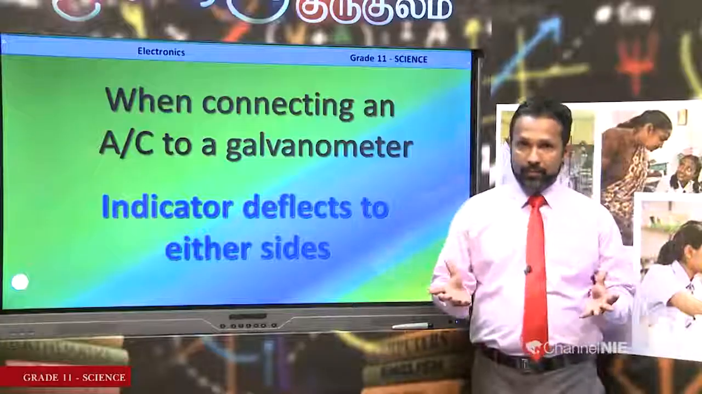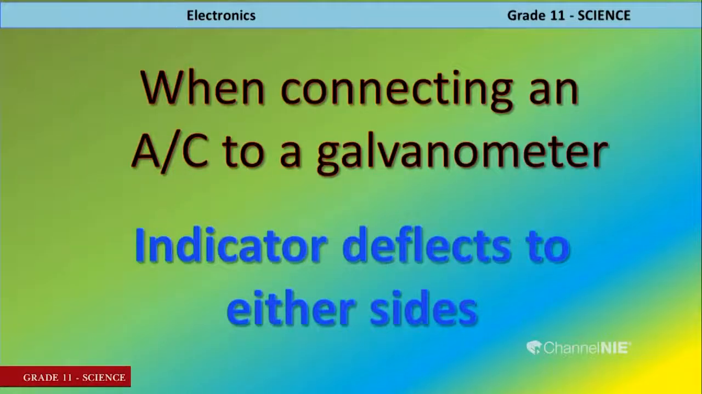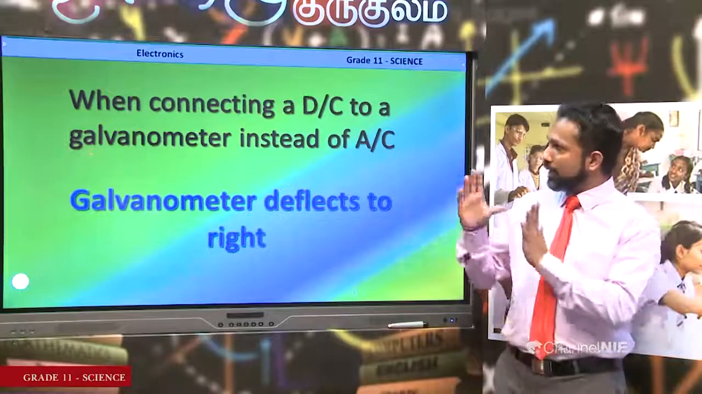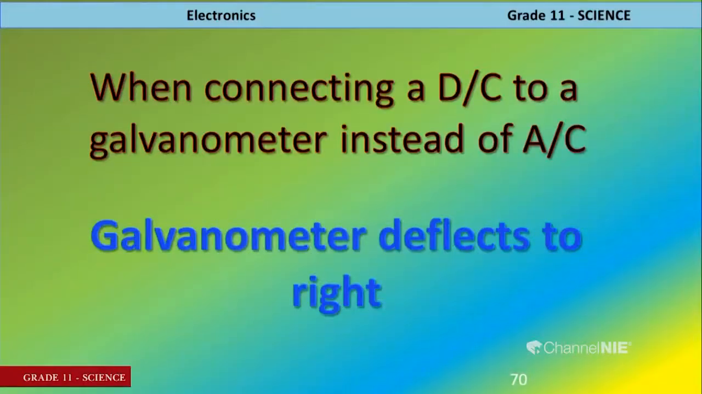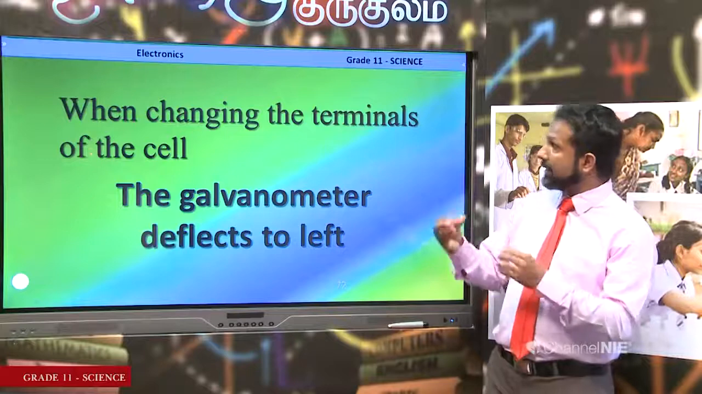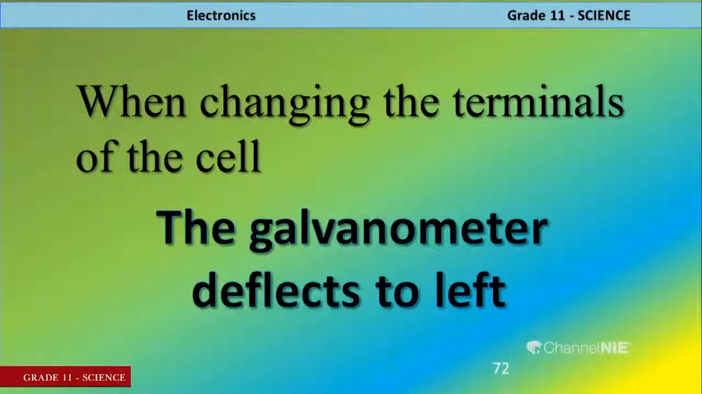Right. My dear children, you observed that when connecting an AC current to a galvanometer, the indicator deflects to either side. Similarly, when connecting a DC current to a galvanometer, instead of AC, the galvanometer deflects right. And also, when changing the terminals of the cell, you could observe that the galvanometer deflects to the left.